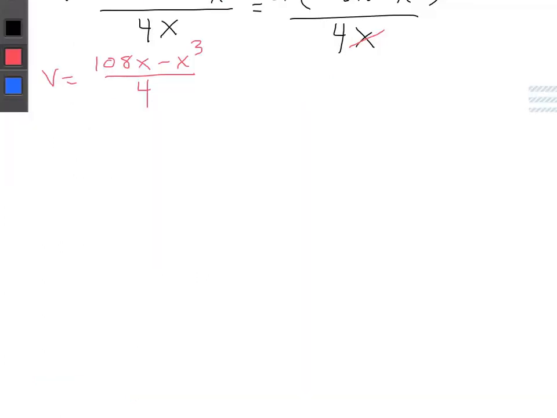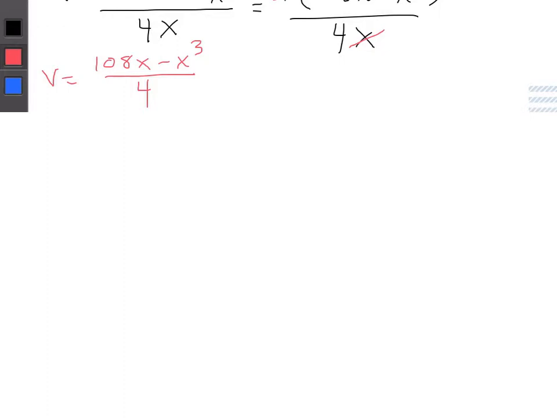Okay, so now what I'm going to do is maximize this formula right here. Which means I need the derivative. I need to set the derivative equal to 0, and then once I know the critical numbers, I need to figure out which one's a maximum or a minimum. Now, the first thing I can do, though, is make this easier to take the derivative of.